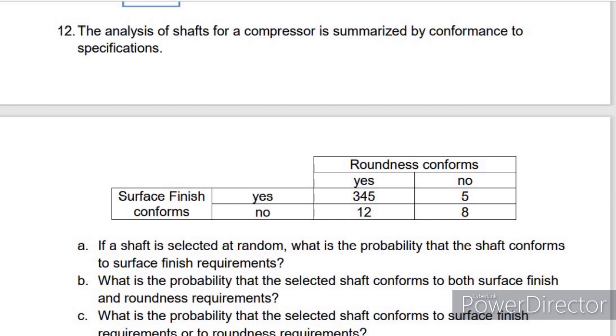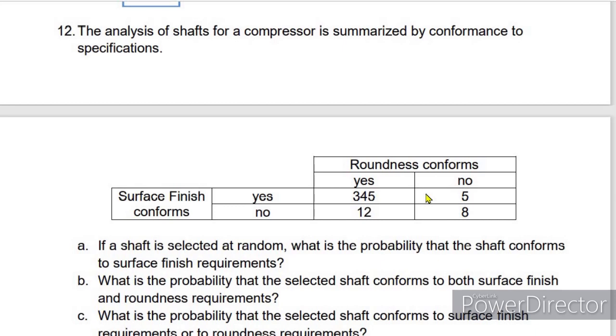For surface finish, those shafts that conform to surface finish have a total of 345 if they also conform, and 12 if they don't. For roundness, those shafts that conform to the roundness specification are 345 and 12, while those that don't conform are 5 and 8. So you see that there is an intersection between the specifications.